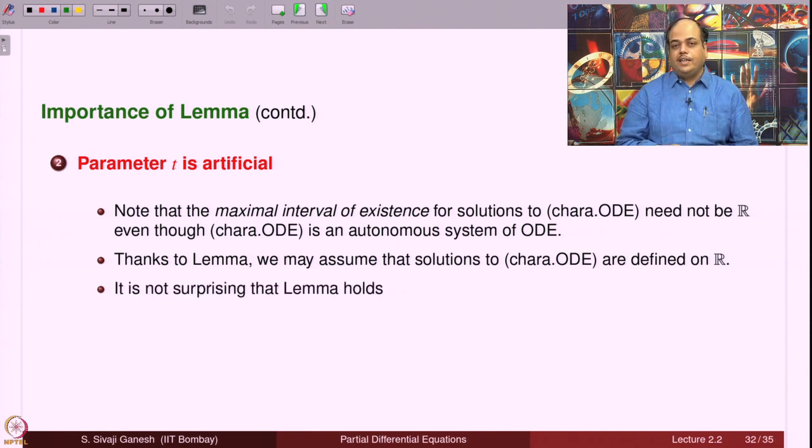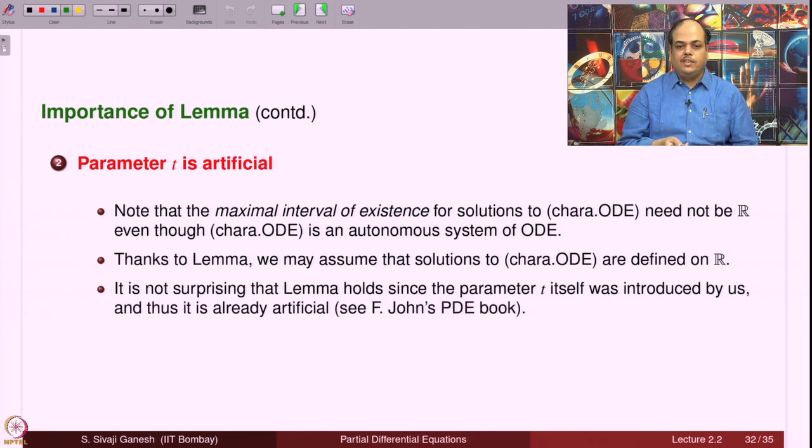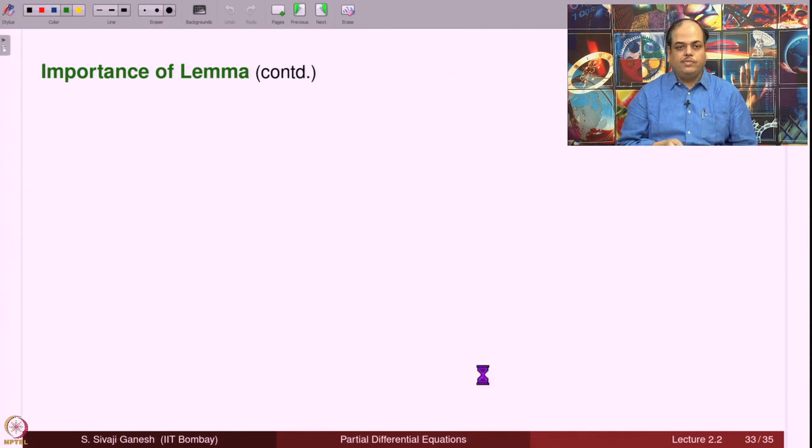The equation is different, but our interest is only in the trace of the solution, the image of the solution, and that is the same. So, it is not surprising that the lemma holds since the parameter t itself was introduced by us. The equation gave us a, b, c, we said there is a curve whose tangent is this. Therefore, we said curve means r of t, x of t, y of t, z of t, its derivative equal to a, b, c. We introduced the t. Therefore, it is already artificial. In fact, this usage is there in Fritz John's book. He also says this parameter is artificial, which this lemma confirms.